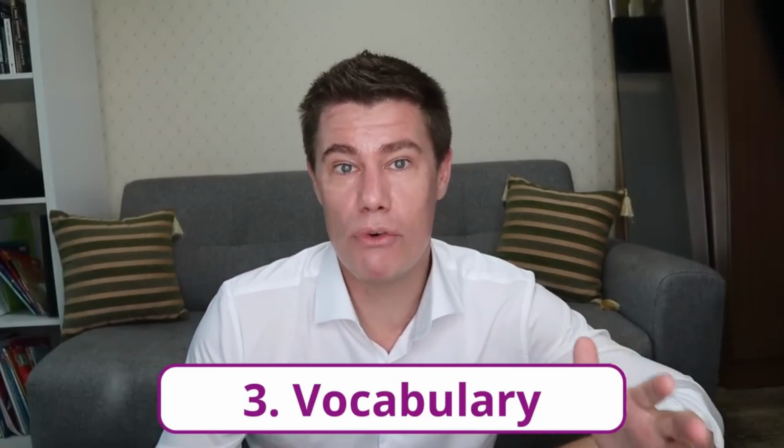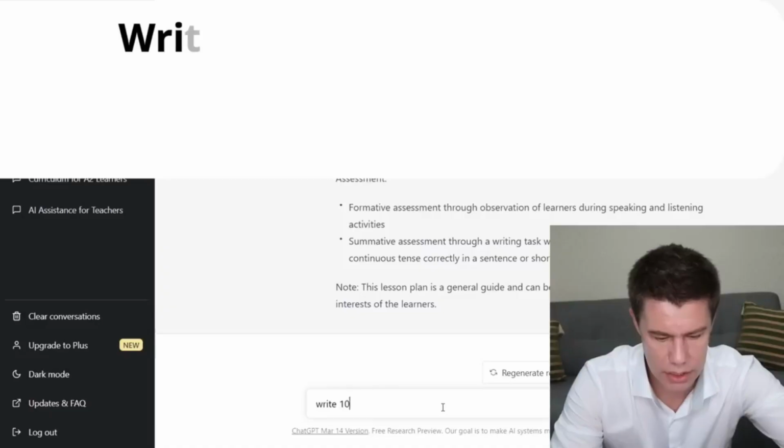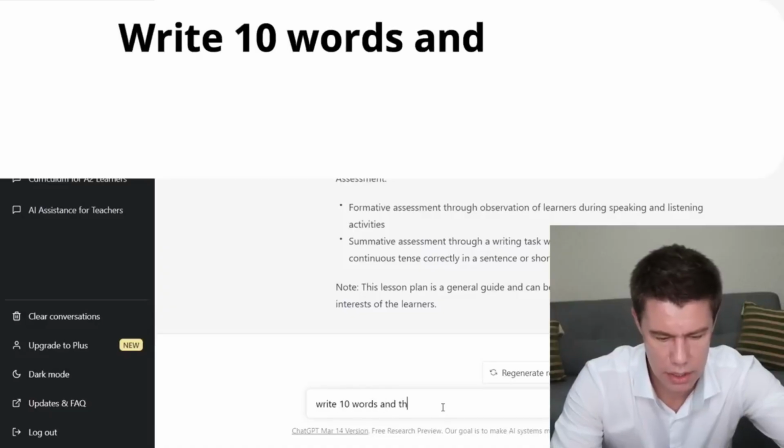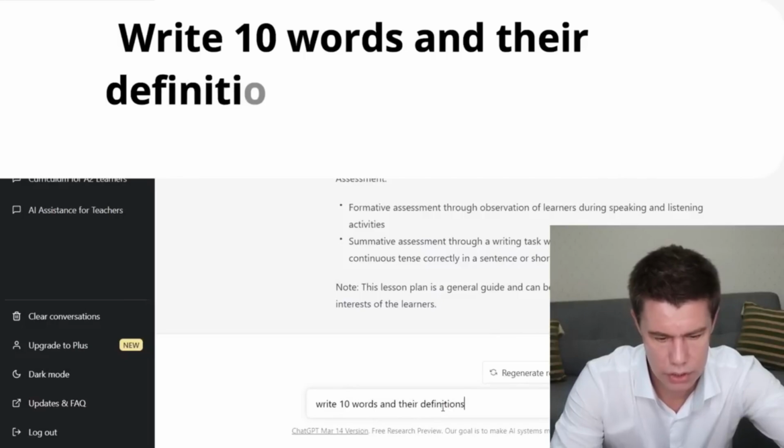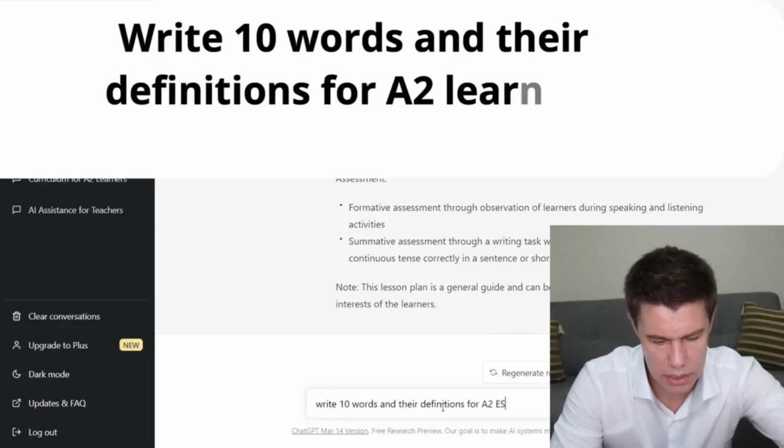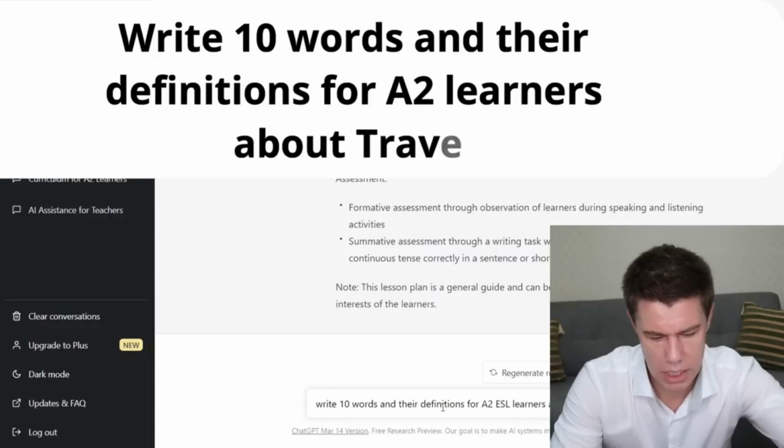Ask ChatGPT for a list of vocabulary that is level appropriate. Then write a story using the vocabulary. Write 10 words and their definitions for A2 ESL learners about travel.